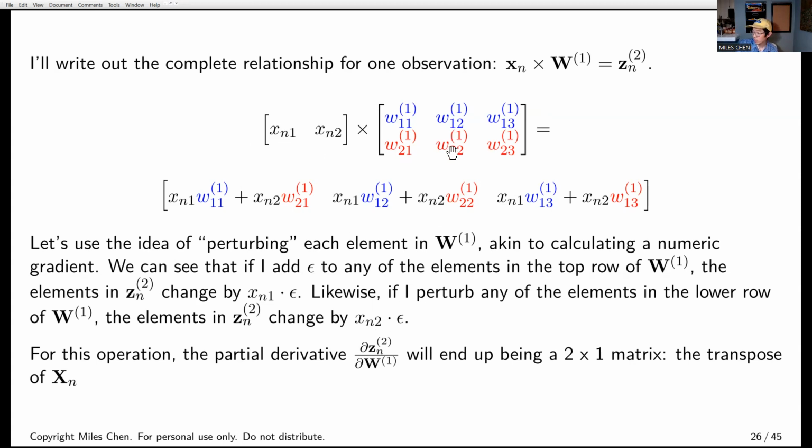If I add a little epsilon to W22, then pretty much all of the other elements remain the same, except the only one that changes is that this one is going to increase by epsilon times xn2. Okay, so the partial derivative of this Z2, or nth row in Z, ends up being a 2 by 1 matrix, basically the transpose of the nth row in X, transpose of xn. Because any change to this top row is going to get multiplied by x of n1. Any change to the second row is going to get multiplied by x of n2.